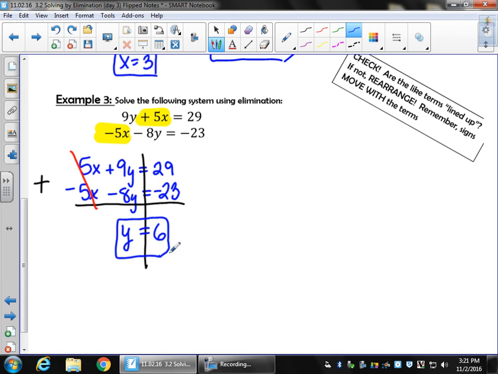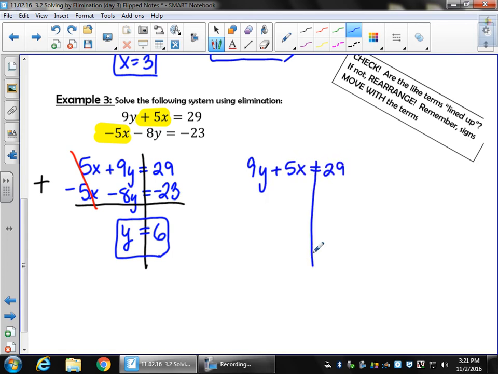Now that I have my y value, I'm going to choose which equation to substitute into to find x. Again, if I can avoid negatives, I choose to. If you like negatives, feel free. Choose the second equation. I'm going to work with the first one. Either way, we should get the same answer.